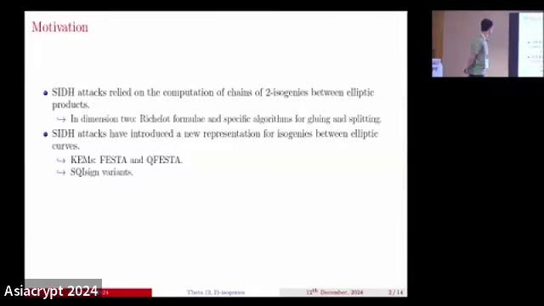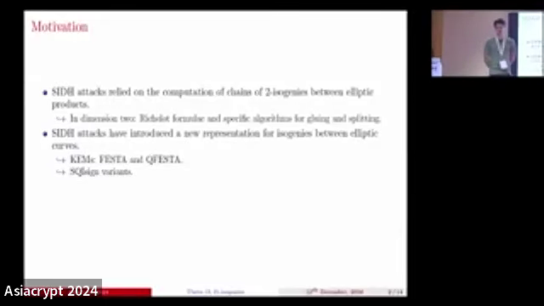So the main motivation was let's look at the SIDH attacks. In the case of these attacks, the main building block was the computation of chains of 2-isogenies between elliptic products. These elliptic products could be in dimension 2, 4, or 8. And depending on the dimension, you have specific formulae to compute these isogenies. In the case of dimension 2, specifically for these attacks, you need a combination of the so-called Richelot formulae and some specific algorithm for the gluing and the splitting. Don't worry, I will go back to this in the next slide.